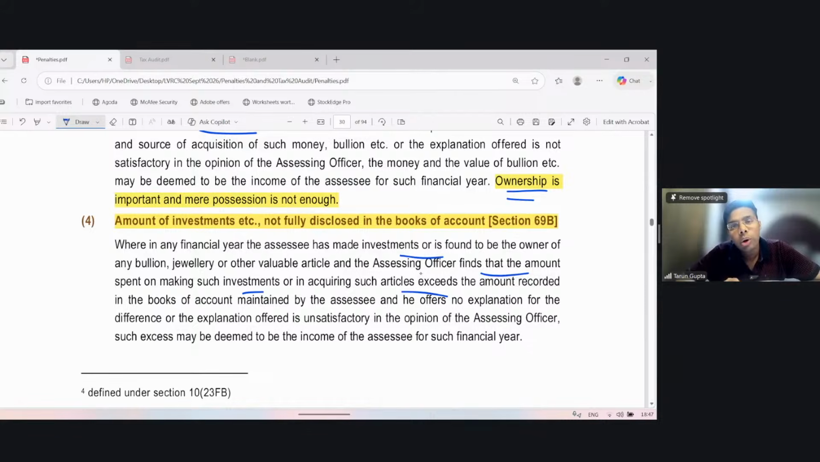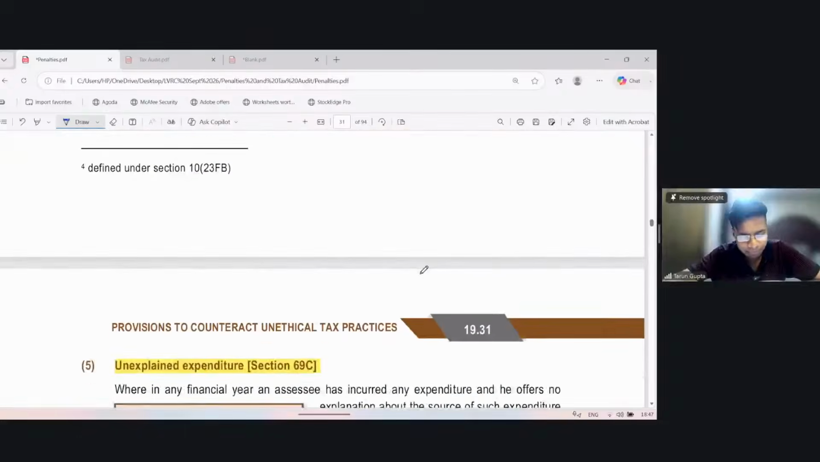So whatever you have recorded less than the amount you have actually incurred for acquiring such investment or valuable article, and the assessee does not offer any explanation or the explanation so offered is not satisfactory, then the excess may be deemed as the income of the assessee for such financial year. Okay.